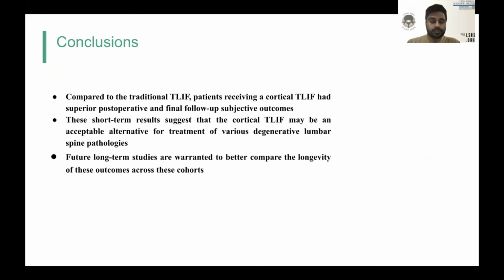The conclusions that we made were that these short-term results suggest that cortical TLIF is an acceptable alternative for treating these various degenerative lumbar pathologies. And compared to traditional TLIF, patients who received cortical TLIF actually had superior postoperative as well as final follow-up subjective outcomes. However, further study is needed to compare the longevity of these outcomes across these cohorts.